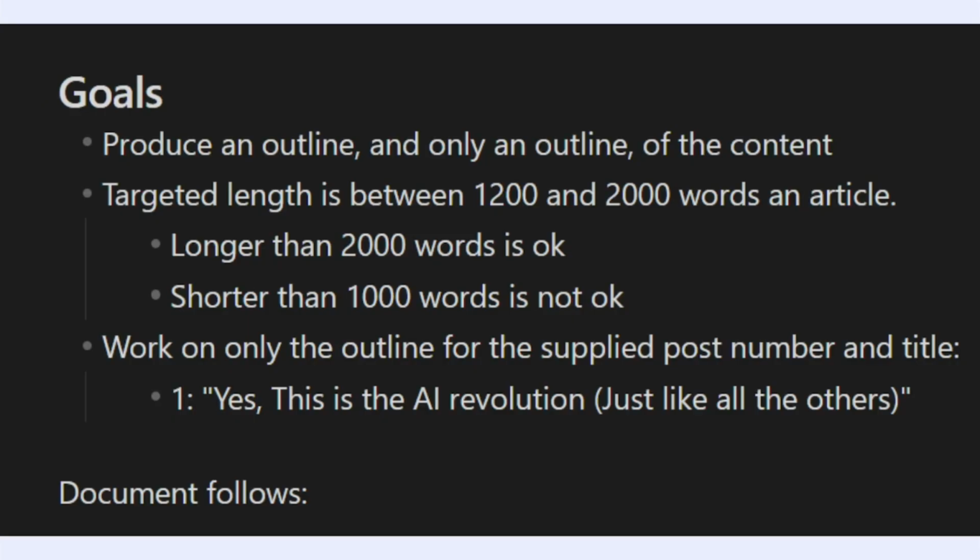So produce an outline and only the outline, and you'll find that you'll want to reiterate certain things about output again and again because it's not good at listening. Give it a target. I want to have the outline expanded to between 1,200 and 2,000 words because people won't read more than about 5 minutes. And we're only going to work on the outline for the supplied post number, which is just the first one, which is, yes, this is the AI revolution like all of the others. And then we did this again and again for the second article and the third article, and when I eventually get to them, the fourth and the fifth and the sixth, given the other articles already in context for the LLM.